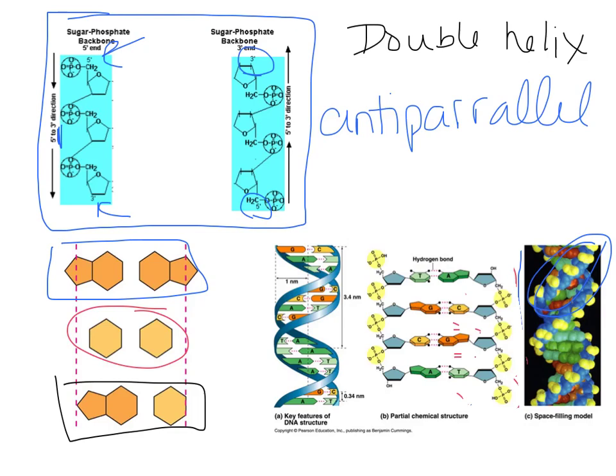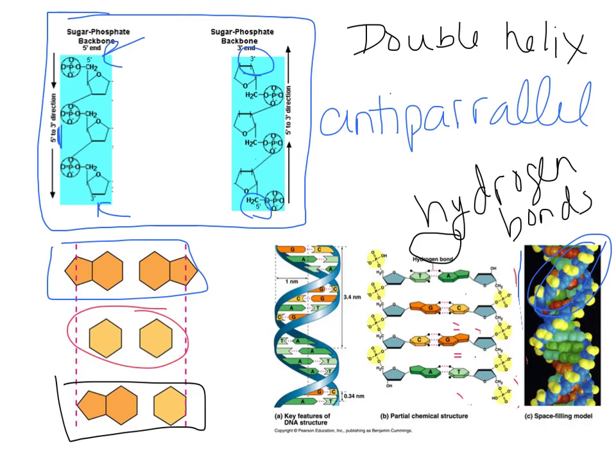Those nitrogen bases are held together by hydrogen bonds. If you remember from when we talked about water, hydrogen bonds were those relatively weak bonds. But remember, there are millions, billions, up to like 3 billion base pairs in each of your cells. So if you've got billions of these hydrogen bonds, then collectively they'll be pretty strong.